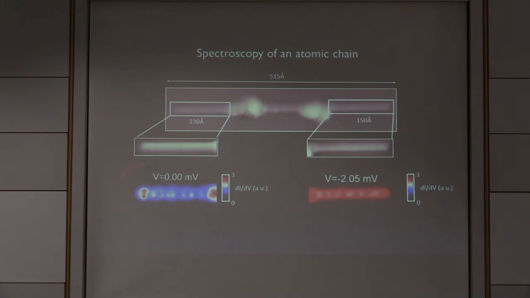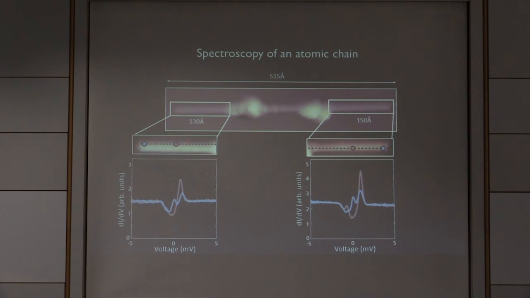Yeah, so basically you have some accumulation of density of states at the chain end. And then you can actually try to take a point spectrum at different places, and you basically see that there is a peak at the chain end, and there are no such pronounced peaks at zero voltage away from the chain end.